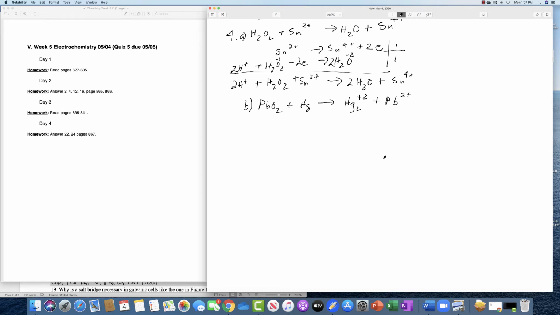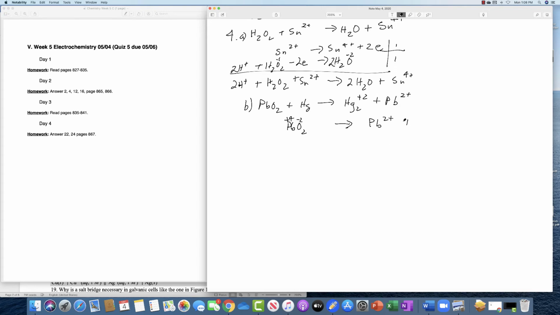Okay, so how do we do this? What we do first, we can start with either the Hg or the Pb, whichever one you want to start with. If we start with PbO2, this is -2 times 2 is -4, so this has to be +4. This goes to form Pb2+.